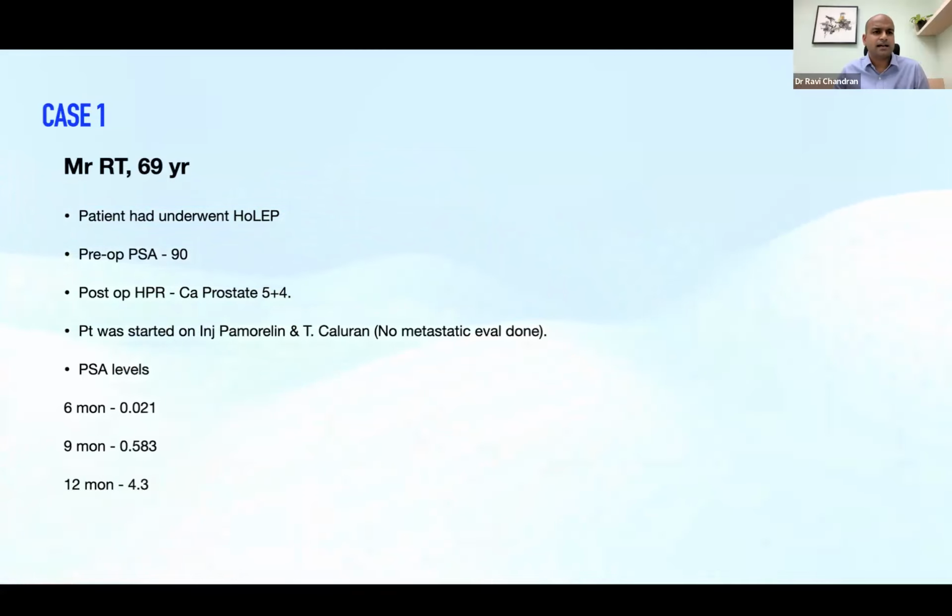Done, sir. He's a 69-year-old gentleman who underwent HoLEP for lower urinary tract symptoms. His pre-op PSA was 90, which was not evaluated, and the post-op histopathology came back as CA prostate, Gleason 5+4 disease. Without metastatic evaluation, he was started on injection Pamorelin and Caluron elsewhere, and he has taken these medicines for nearly 2 years.